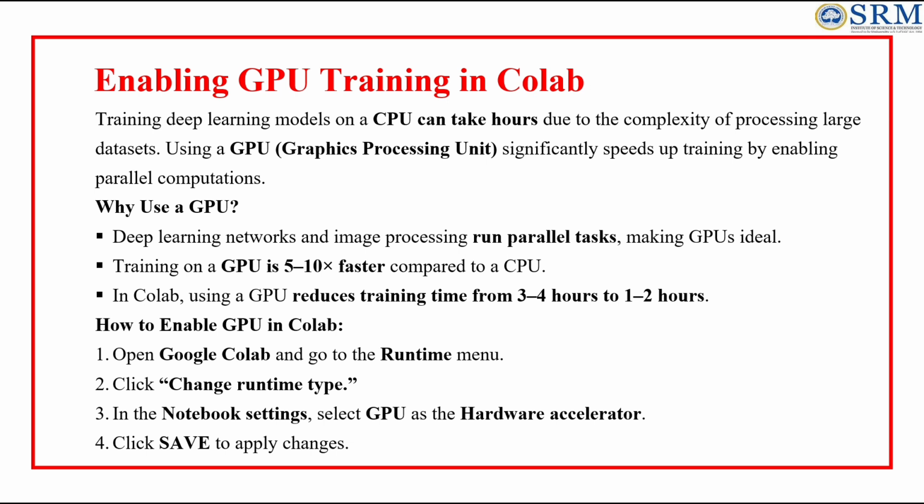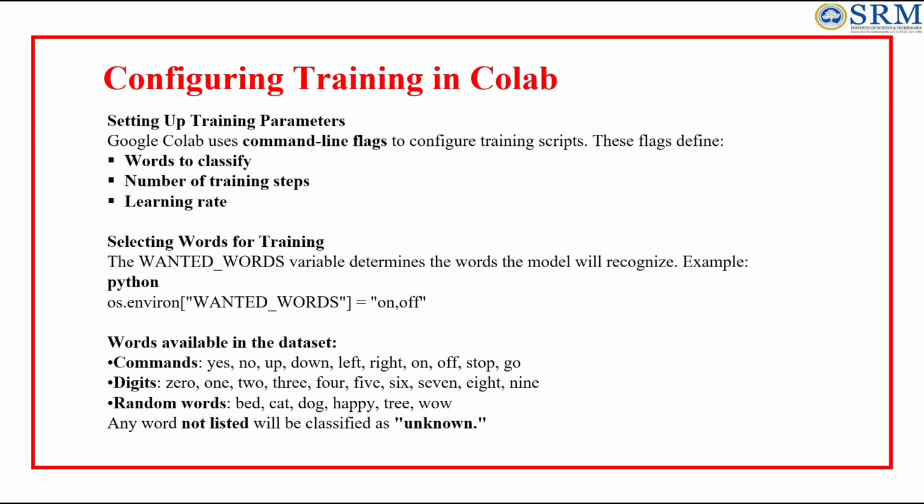For example, in Google Colab, training time can drop from 3 to 4 hours down to just 1 to 2 hours. Enabling GPU in Colab is simple. Open the runtime menu, select change runtime type, choose GPU as the hardware accelerator and click save to apply.